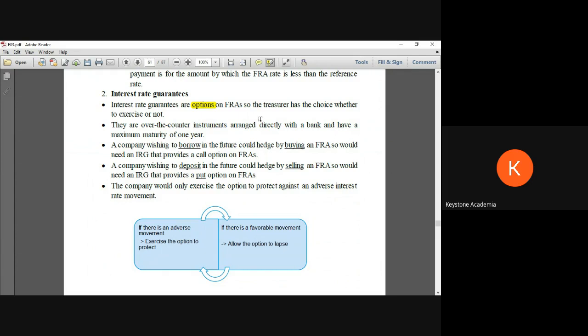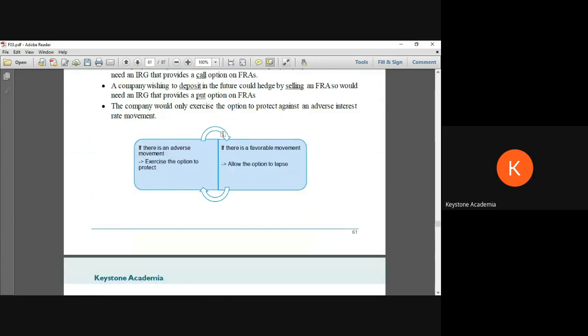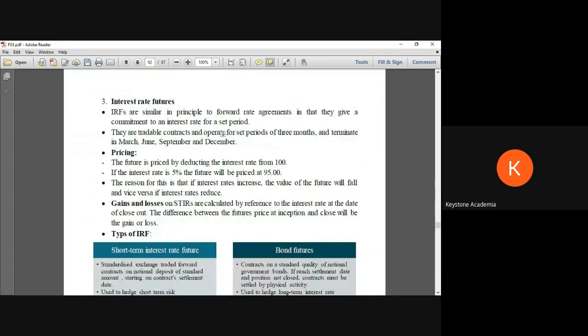Okay, same example. Now at the end of the year, in December, DAISTRUK needs money. Now we have an option. If the agreed price is the same as expected, it's good and you go for it. But imagine what you expected has not turned up, then you will not exercise it. Basically, the company will use whatever is favorable for them. They are over-the-counter instruments that work with a bank and have a maximum maturity of 1 year. They are call and buy options.